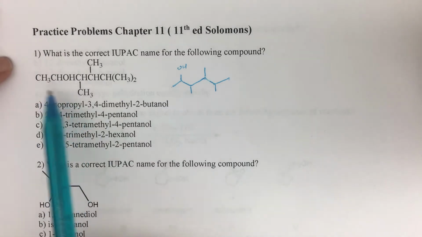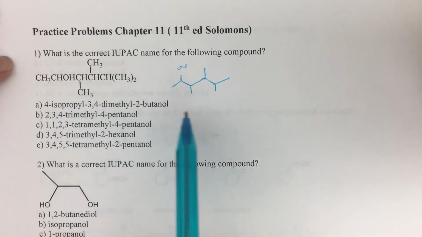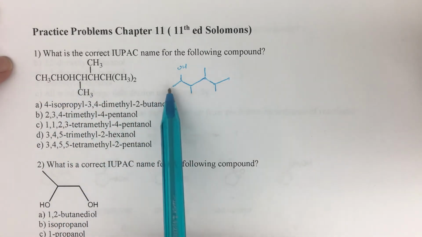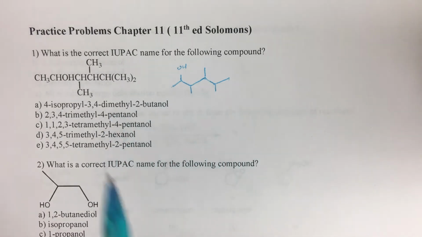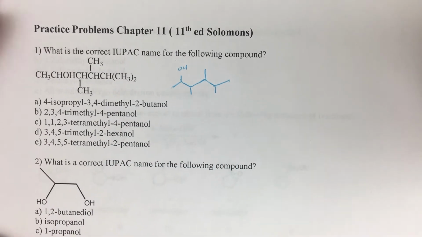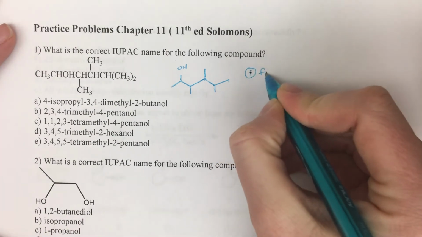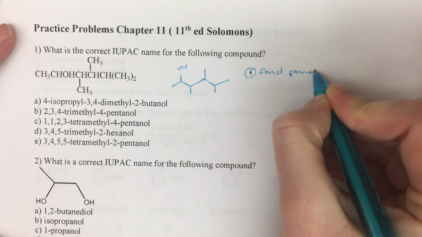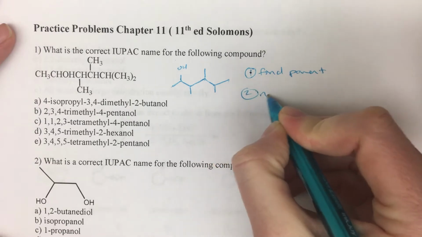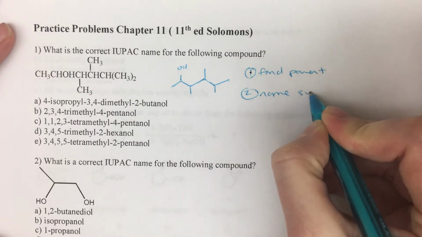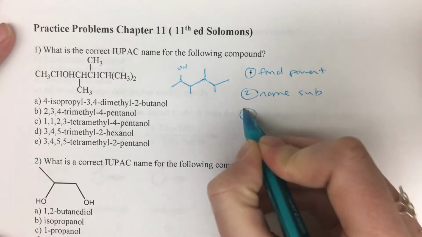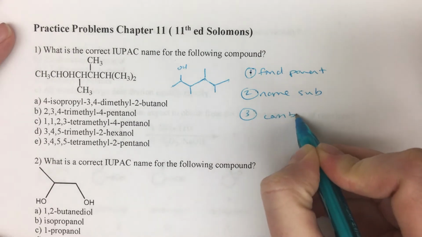So for practice problems like this that are in the condensed formula, I always move them over into the bond line formula because that's so much easier for me to see. And from there I do 3 steps. 1, find the parent. 2, name substituents. And 3, combine everything alphabetically.